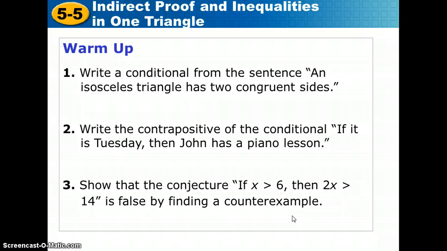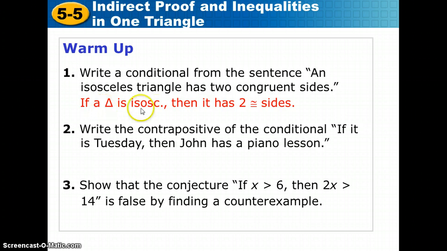Alright, hopefully you've had a chance to go ahead and take a look at these. The conditional form of this phrase, an isosceles triangle has two congruent sides, could be this. If a triangle is isosceles, then it has two congruent sides. You could also say, if a triangle has two congruent sides, then it is an isosceles triangle.